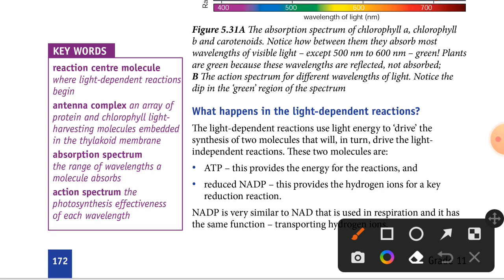Reaction center molecule. The antenna complex, what is it? An array of protein and chlorophyll light harvesting molecules embedded in the thylakoid membrane. It is a cluster of pigment molecules. What's the absorption spectrum? It is the range of wavelengths a molecule absorbs. Action spectrum: the photosynthesis effectiveness of each wavelength.